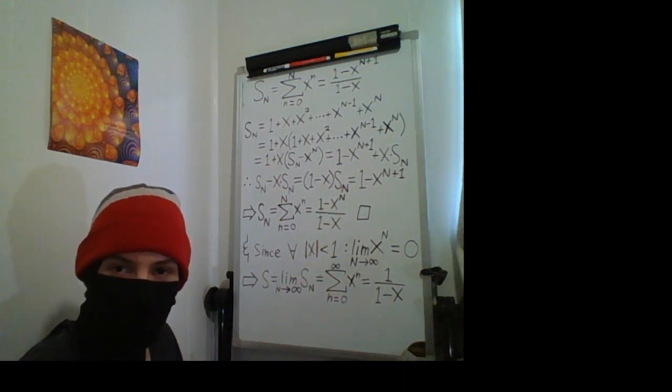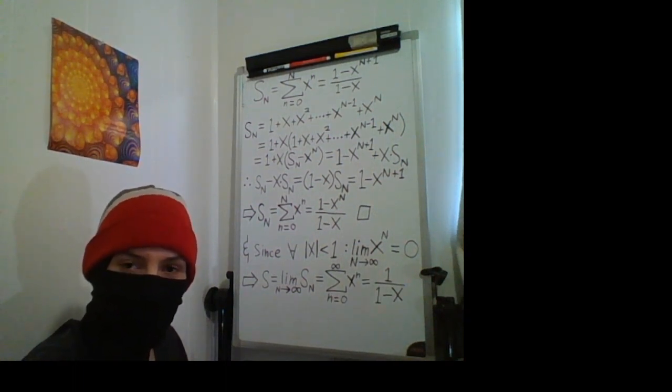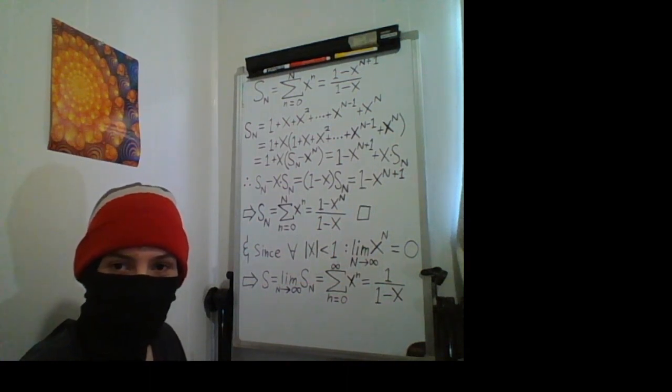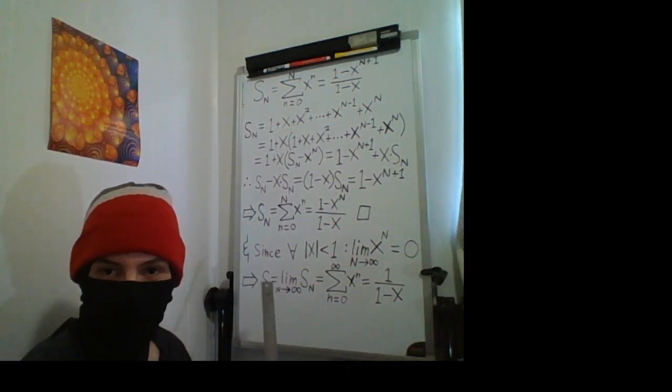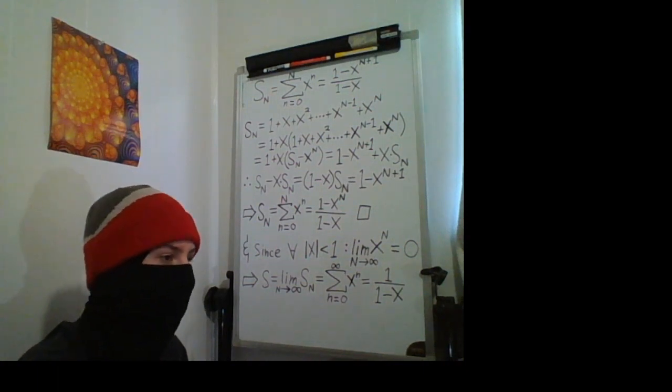And with the absolute value of x less than 1, implying that 0 equals the limit as n approaches infinity of x to the power of n, it can be shown that the geometric series formula is S equaling the limit as n approaches infinity of the nth partial sums equals 1 over 1 minus x.